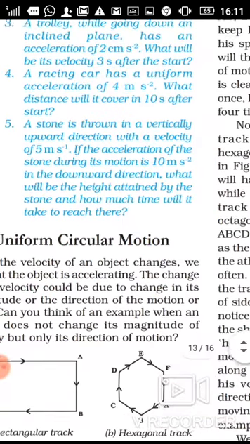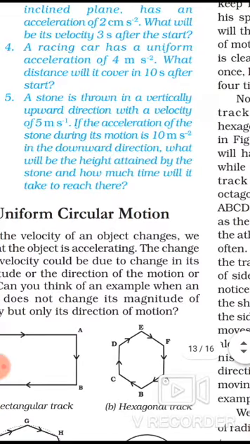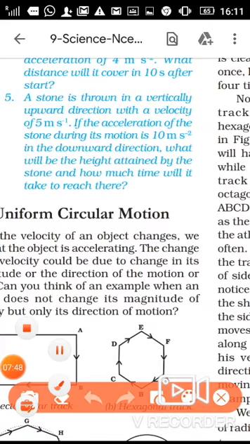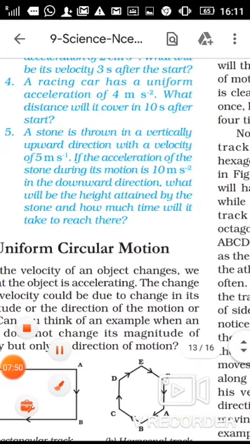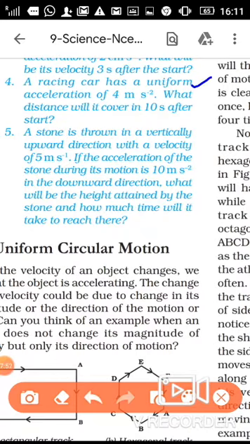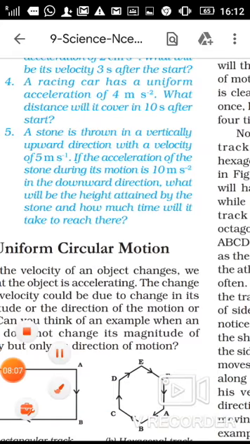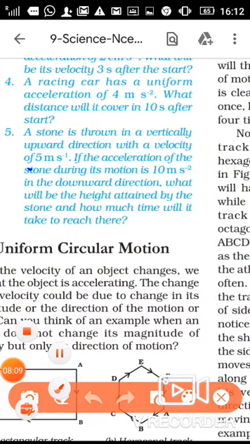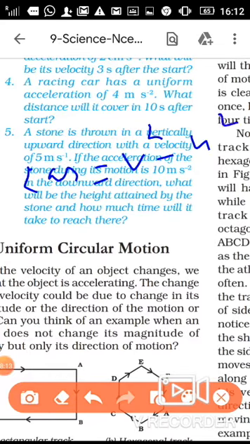Now the next question is question number 4. A racing car has a uniform acceleration, that is A. What distance will it cover? It means you have to find S after the start. U is 0. Then you will use the formula 2AS is equal to V square minus U square.